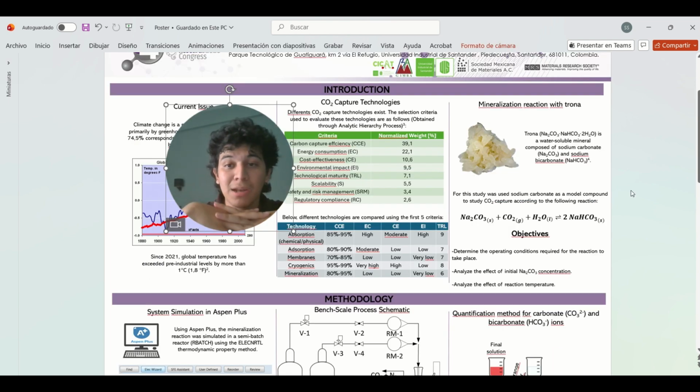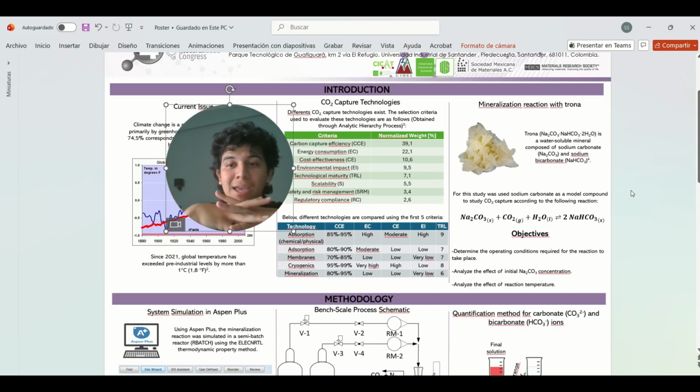Well, now let's talk about the mineralization reaction with Trona. Mineralization is a process to capture carbon dioxide. This process, mineralization, the earth does naturally, it is very natural. Well, let's talk about the Trona.